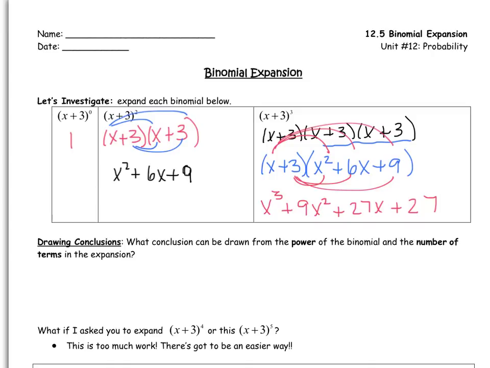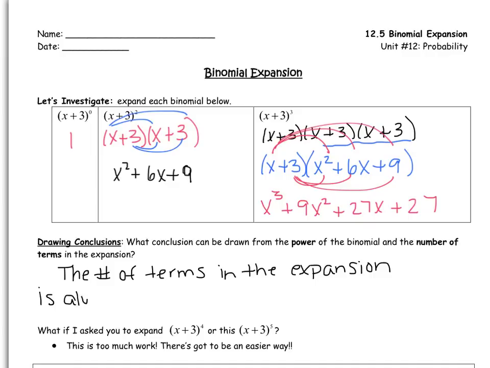Okay. This is what I concluded. I concluded that the number of terms in the expansion is always one more than the power of the binomial.